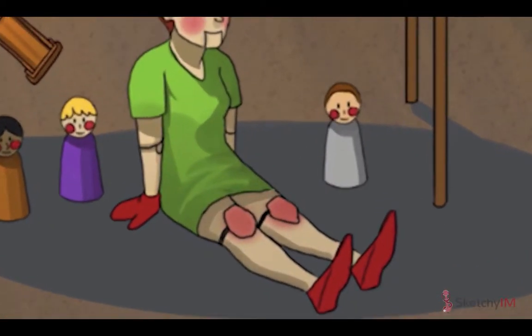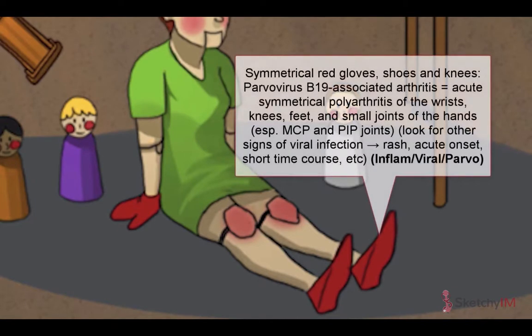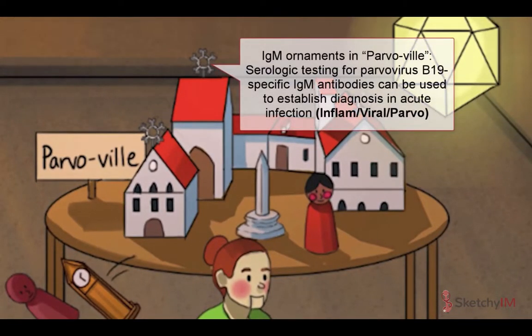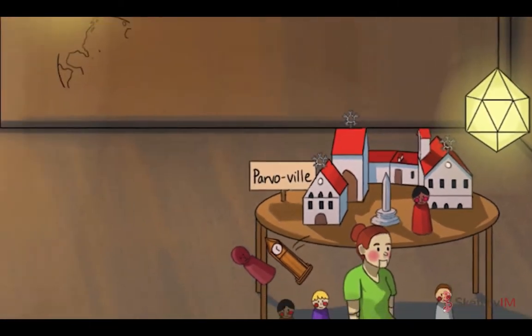Joint symptoms consist of an acute symmetrical arthritis of the wrists, knees, feet, and small joints of the hands, especially the MCP and PIP joints. Sound familiar? Sounds a lot like RA, doesn't it? Well, as we discussed earlier, it's important to keep the whole clinical picture in mind. Viral polyarthritis is acute in onset, often associated with other typical viral symptoms, including rash, and resolves in a few weeks. Serologies can be performed as well. In the case of acute parvovirus B19 infection, positive IgM antibodies against the virus establishes the diagnosis.